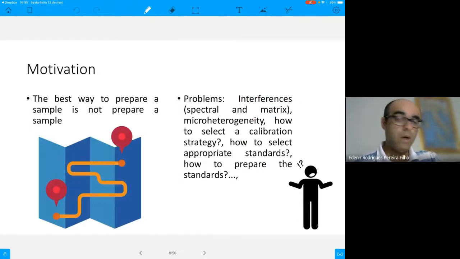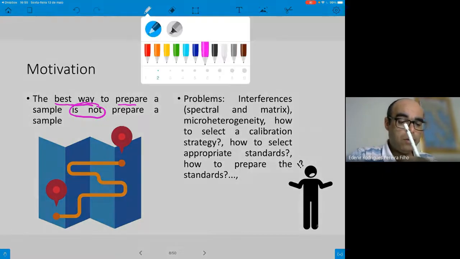Motivation. What is the motivation for the use of LIBS? In the majority of analytical techniques, we need to prepare the sample. We need to dissolve the sample in a liquid medium in order to analyze it in an ICP OES, for example. But using LIBS, we can perform direct solid analysis. Then the best way to prepare a sample is not to prepare a sample.